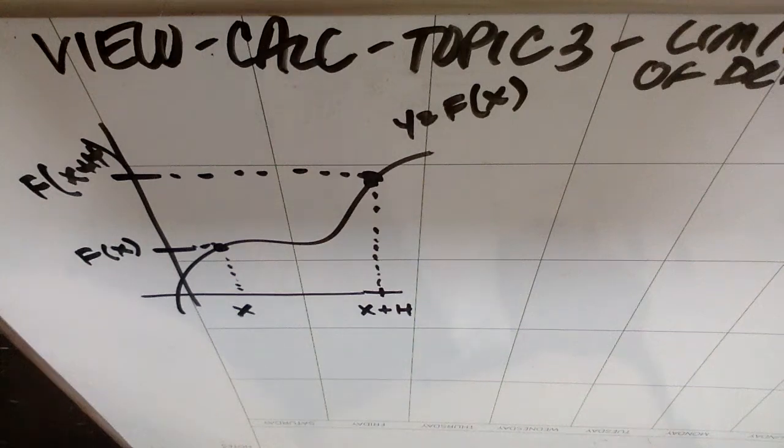All right, this is View Calc class, and we're doing topic 3, which is the limit definition of a derivative. So we need a little bit of background information before we can dig into this, and some of it is listed in your packet, but let's walk through some stuff anyway.